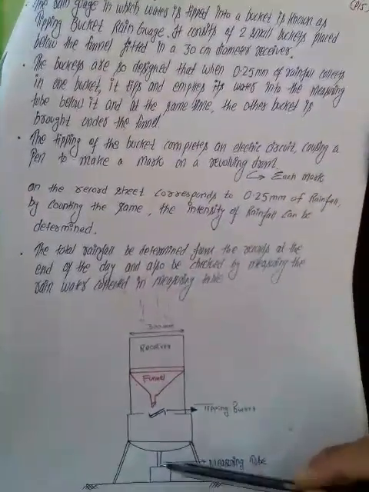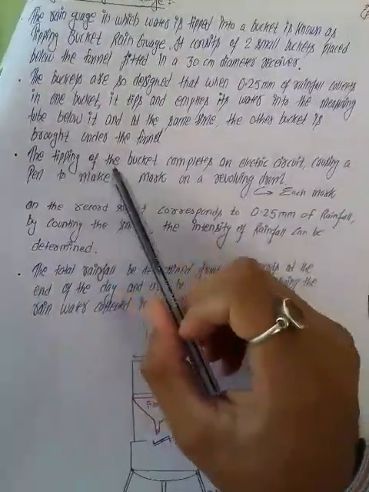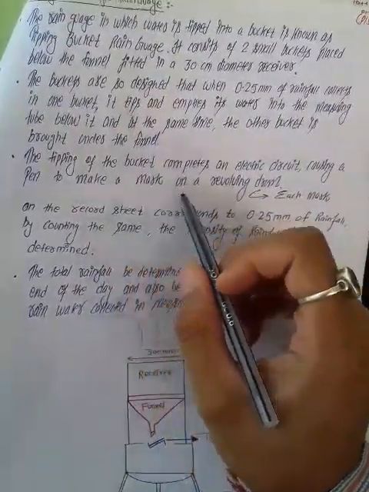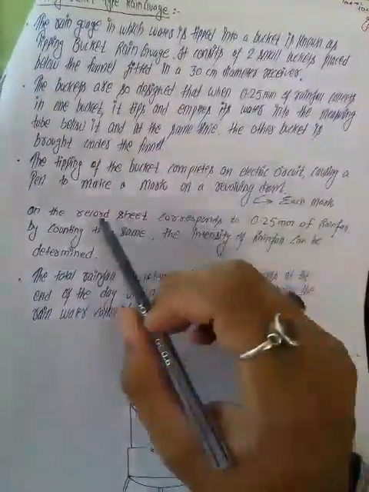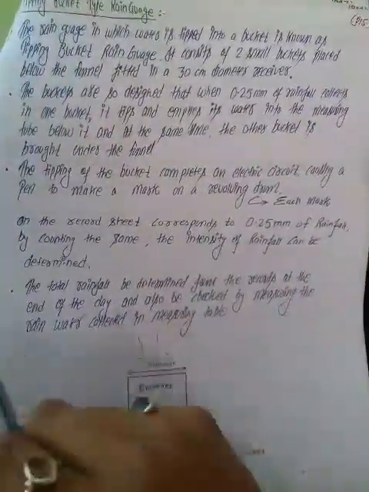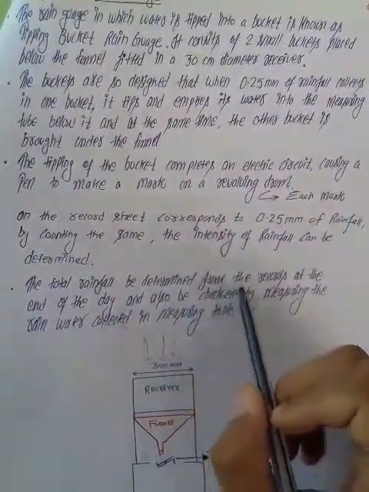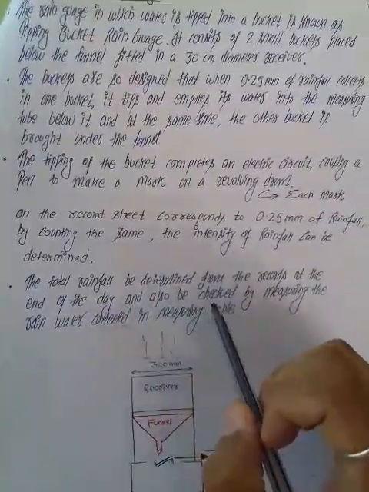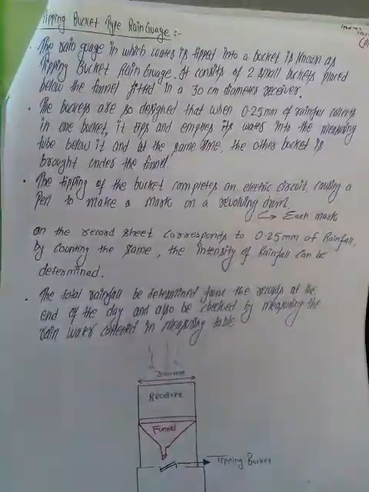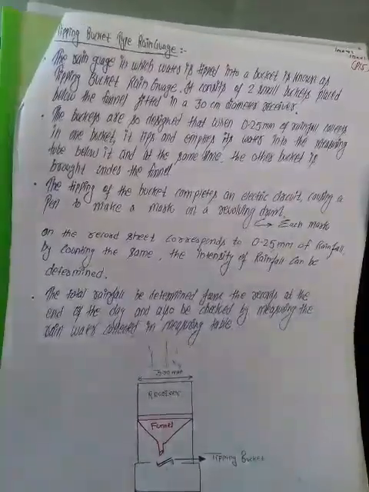So there are two buckets. When this bucket is filled, another bucket takes its place. The tipping of the buckets completes an electric circuit causing a pen to make a mark on a revolving drum, and each mark on the record sheet corresponds to 0.25 mm of rainfall. By counting the marks, the intensity of the rainfall can be determined, and the total rainfall can be determined from the records at the end of the day, and can also be checked by measuring the rainwater collected in the measuring tube. So this is the difference between the weighing bucket and the tipping bucket type of rain gauge.